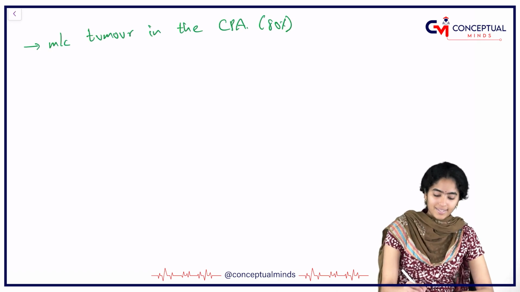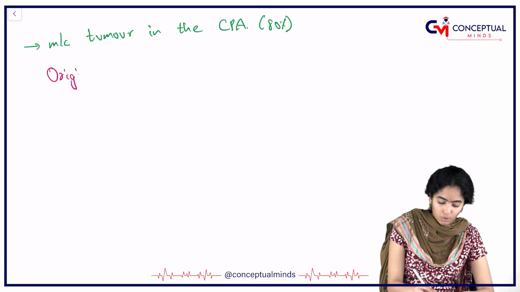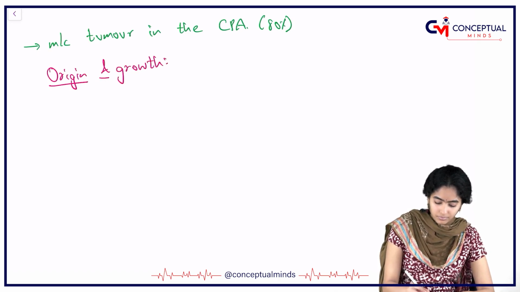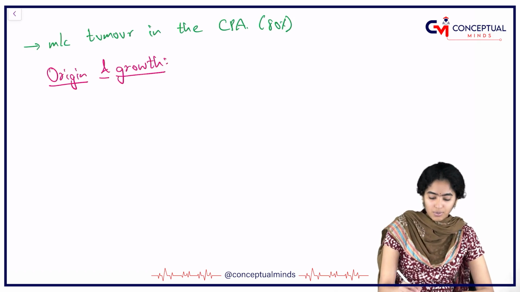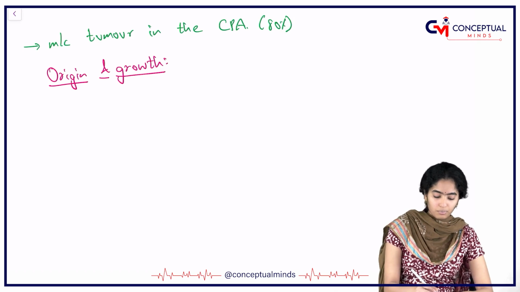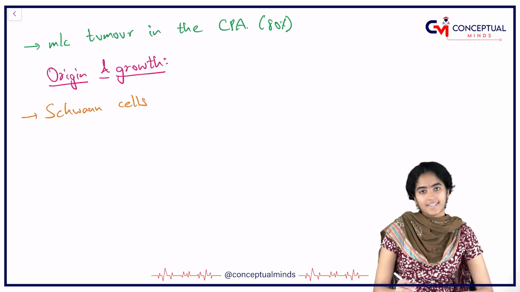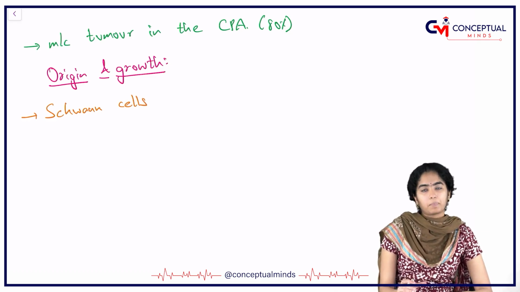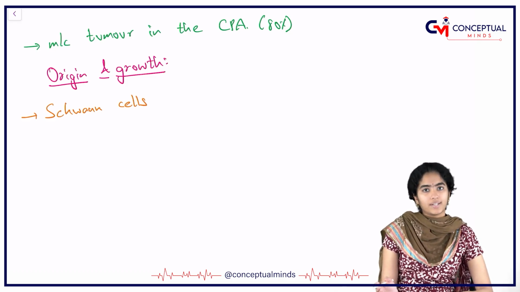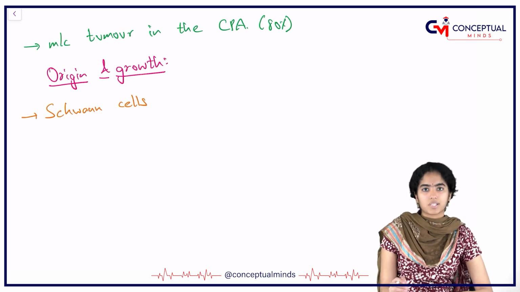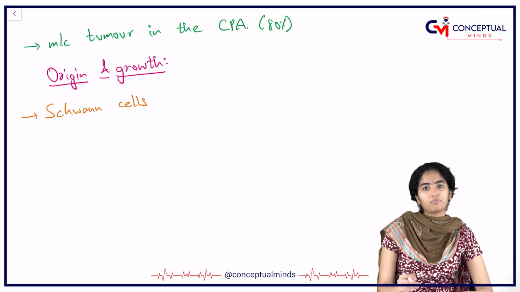Okay. Let us understand about the origin and growth of acoustic neuroma. Acoustic neuroma originates from Schwann cells. What are Schwann cells? These are the cells that myelinate the neurons of peripheral nervous system. Just like how oligodendrocytes myelinate the neurons of central nervous system, Schwann cells myelinate the neurons of peripheral nervous system. So, acoustic neuroma arises from Schwann cells.